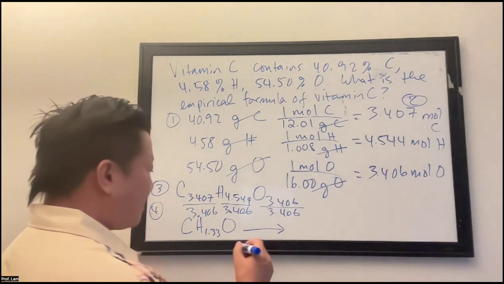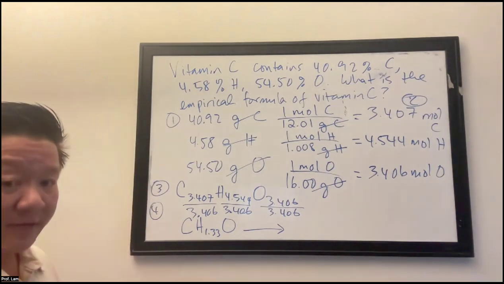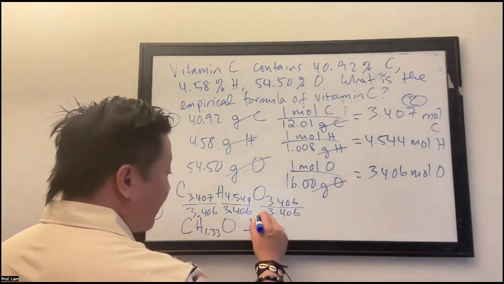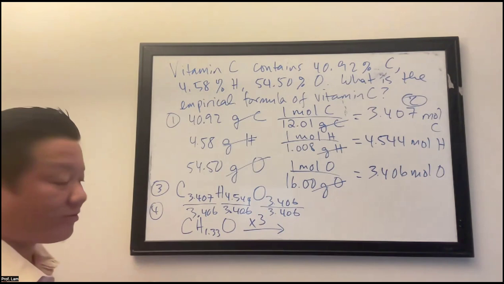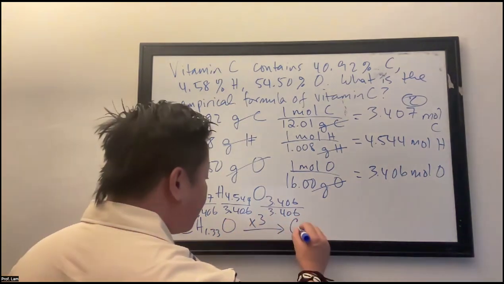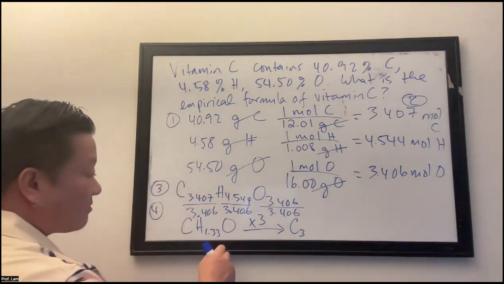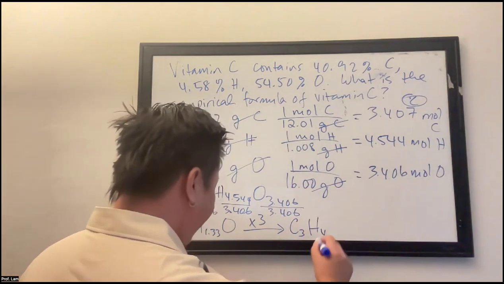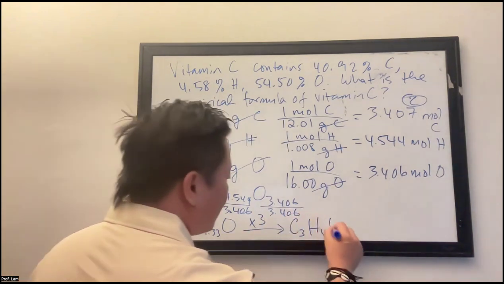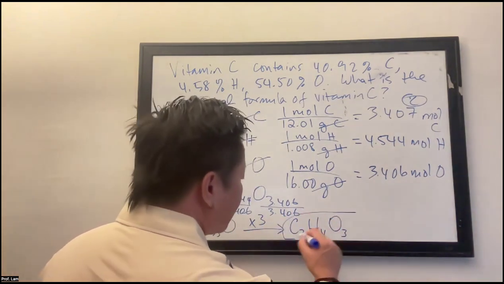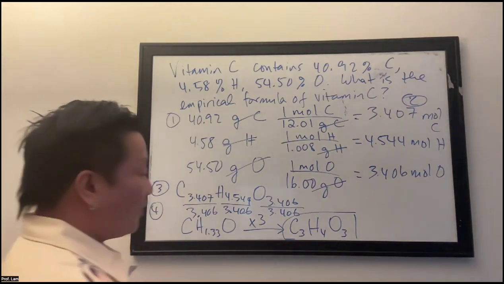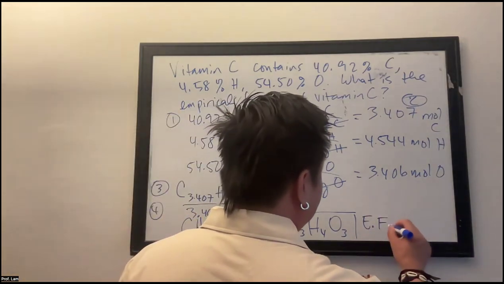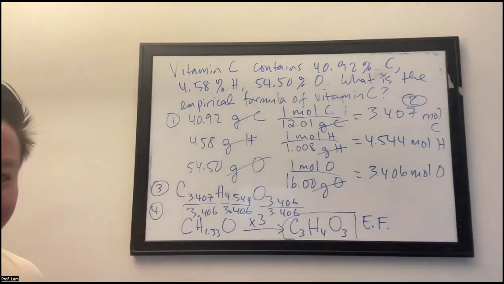All right. So it looks like 3, right? 3 is the factor that we need. So we need to multiply each subscript by 3. So 1 times 3 is 3. So you got C3. 3 times 1.33 is 4. So we have H4. And O1 times 3 is 3. So we have C3H4O3 as our empirical formula.